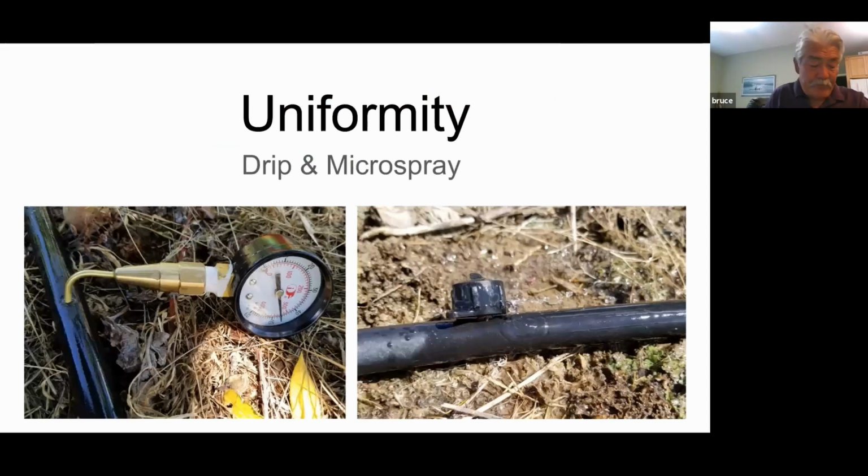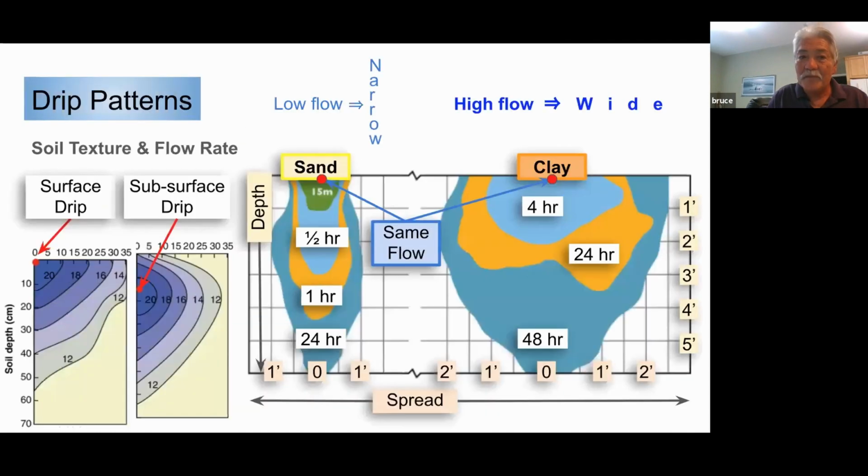Uniformity with drip and micro sprays. We're going to look at how efficient micro sprays and drip are going to be. We're dealing with lower pressures, so it's not as forgiving necessarily as sprinklers will be. We want to look at the patterns. When you're using drip equipment, the water is being applied to a given area. What happens to that water when it enters the ground? Depending on your soil, it makes quite a significant difference. On the left-hand side of that table, we're looking at surface versus subsurface irrigation, and you're seeing that with a subsurface system you're generally getting better spread of water.